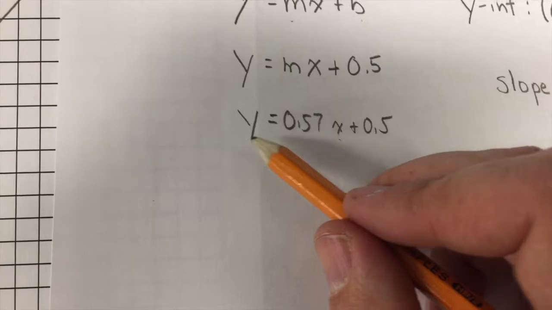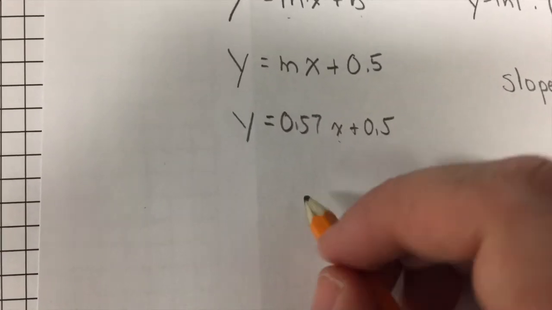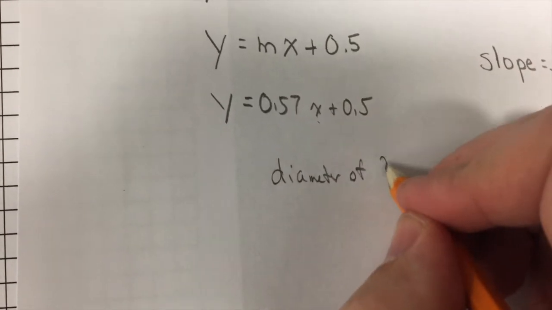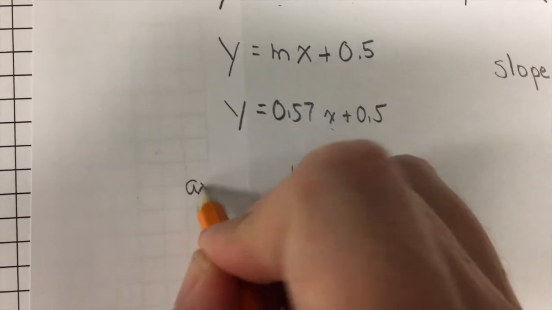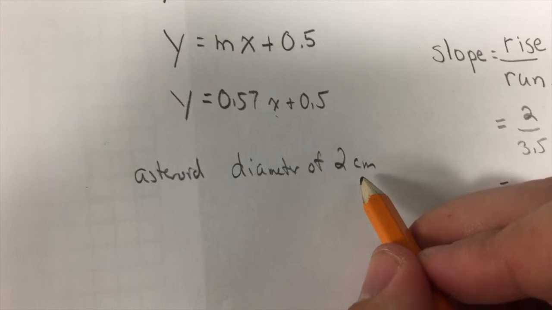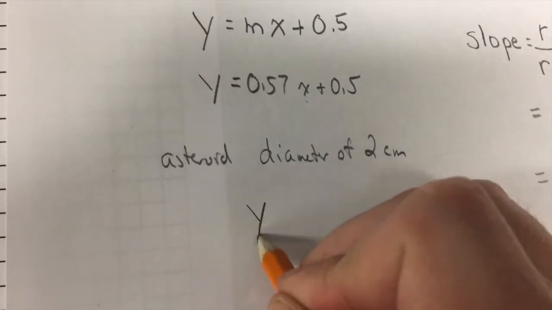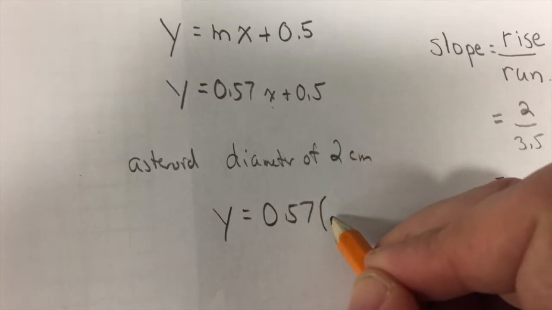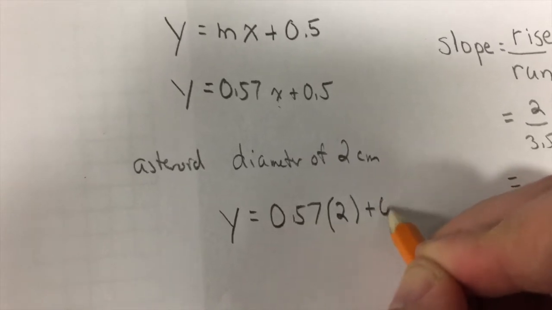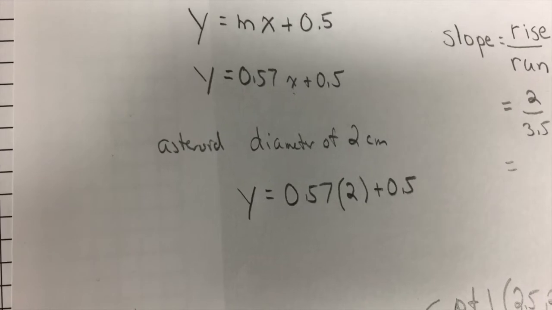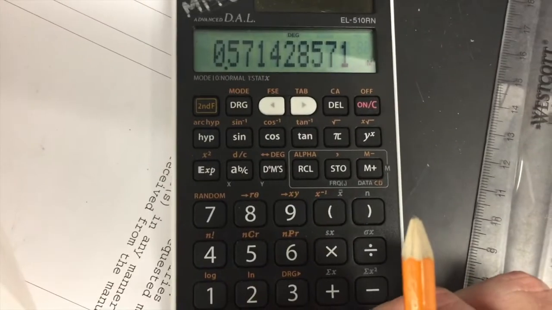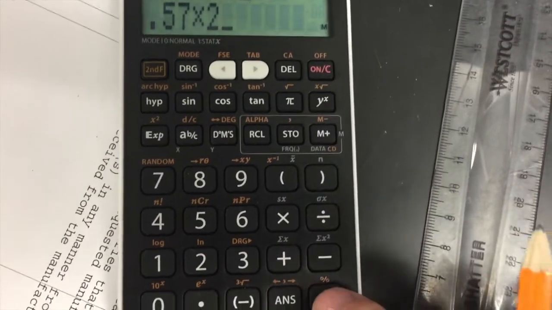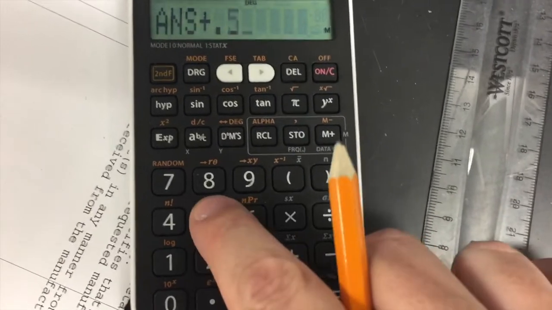I mentioned that before. Well, if I want to figure out, let's say, a diameter of 2 centimeters, so an asteroid with a diameter of 2 centimeters, I take my equation, and I'm going to say, well, my actual diameter is 2. And I evaluate that. And I take the calculator, so 0.57, that slope value, times 2. And then we're going to add in 0.5, my y-intercept.